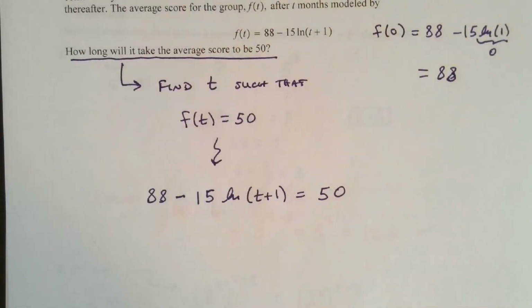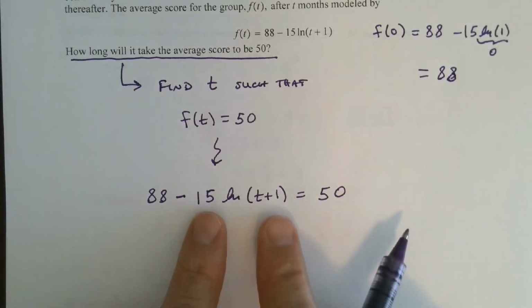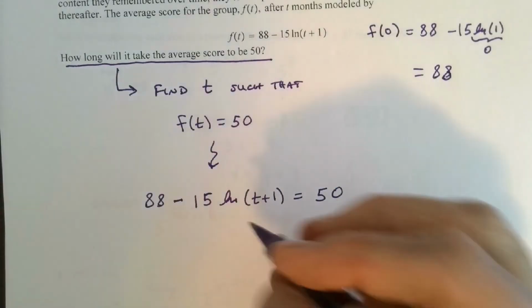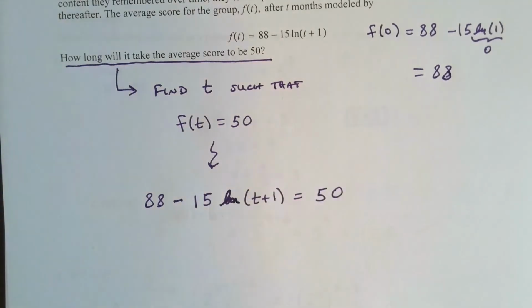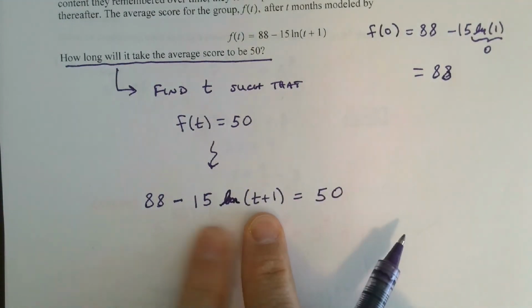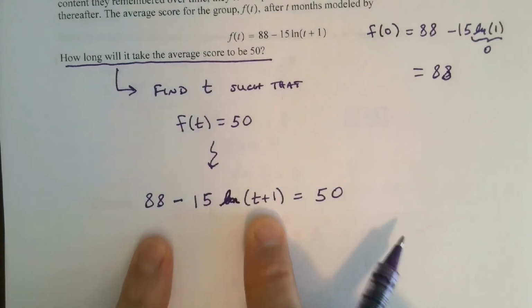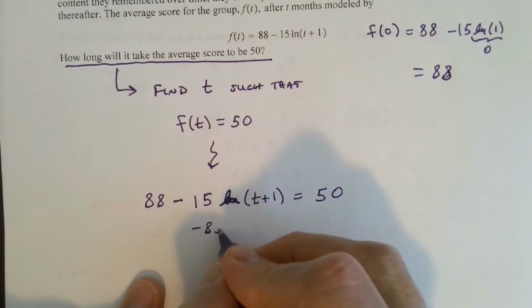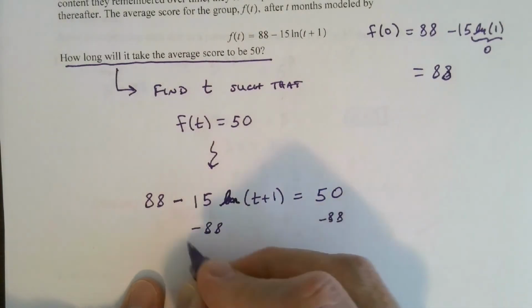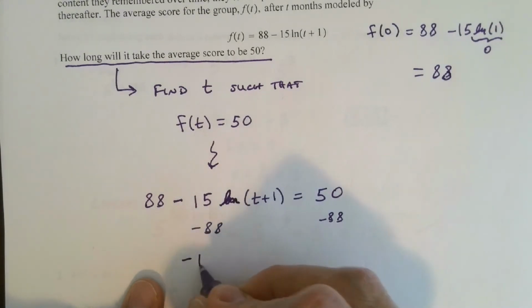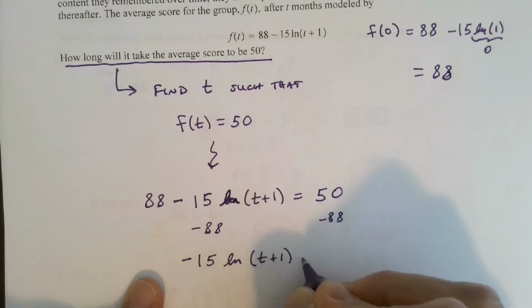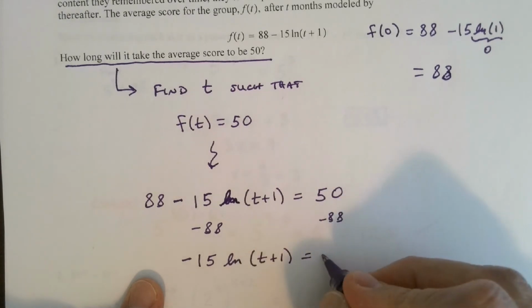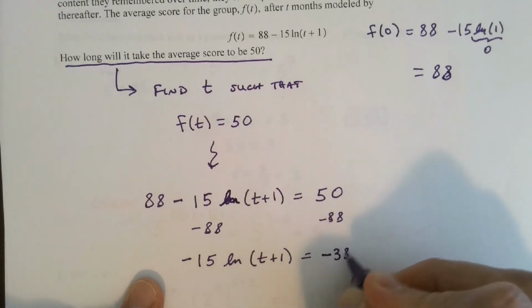How do I solve this equation? It's a logarithmic equation. Here's the logarithmic expression. This is ln, by the way, log base e. I want to get that by itself. So what do I need to do? I need to first of all subtract 88 from both sides. 88 minus 88 is 0. I get negative 15 natural log of t plus 1. 50 minus 88 is negative 38.